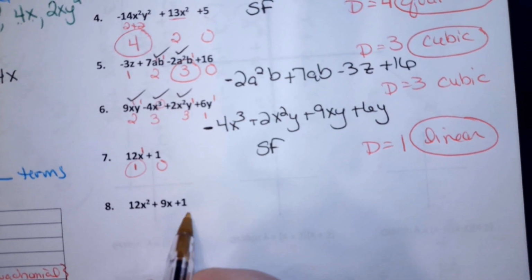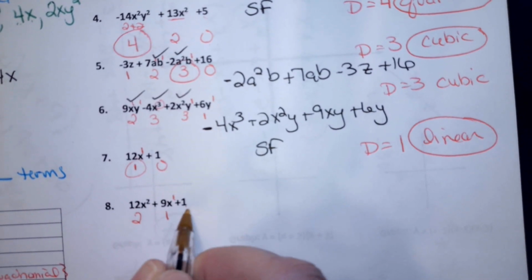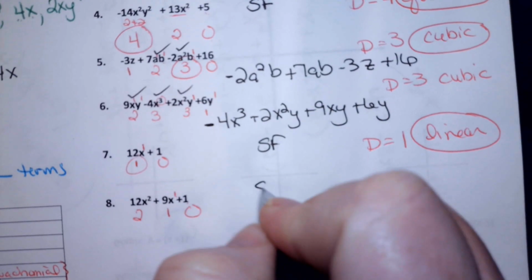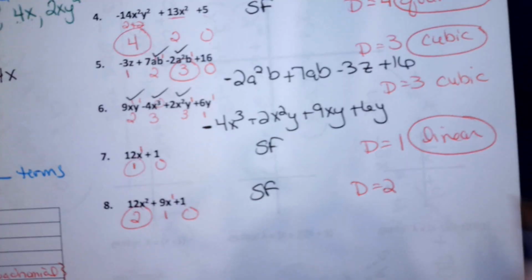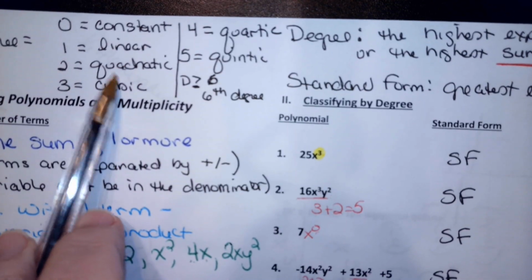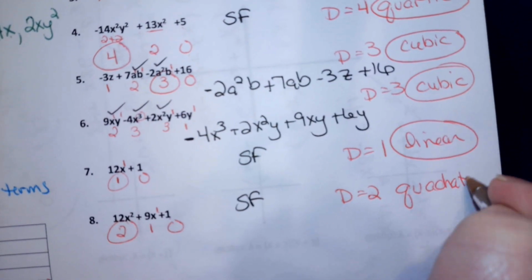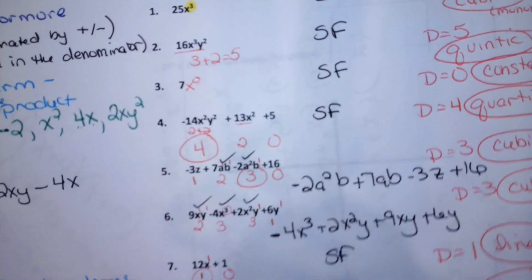All right, so looking at this trinomial, we've got a degree of 2 for that term, a degree of 1 for that term, and this is our constant, so a degree of 0. It's 2, 1, 0, so it's in descending order, so it's already in standard form. The biggest degree is 2, so when you have a degree of 2, it is a quadratic function. And that, ladies and gentlemen, is how you classify a polynomial by either the number of terms or your degree. All right, so flipping over to the back side.